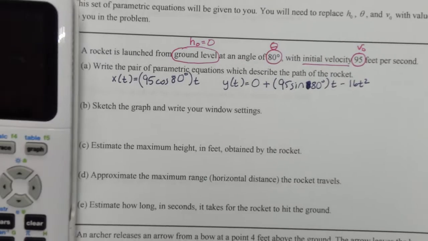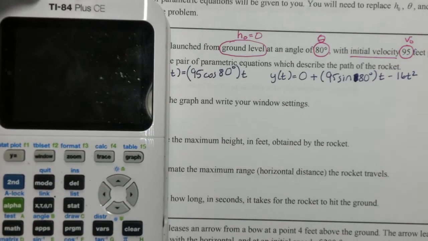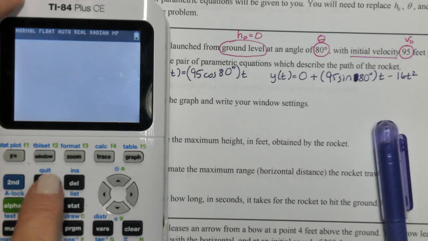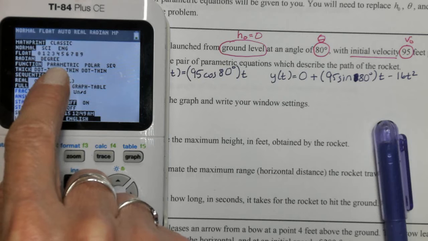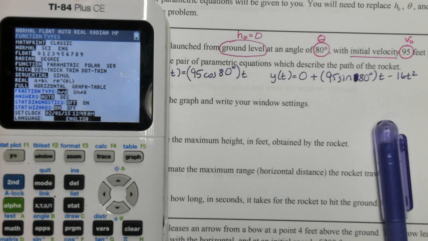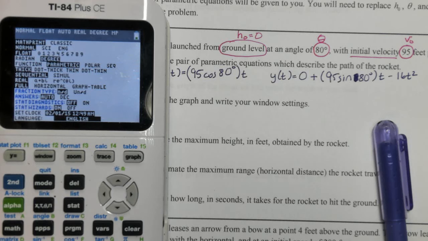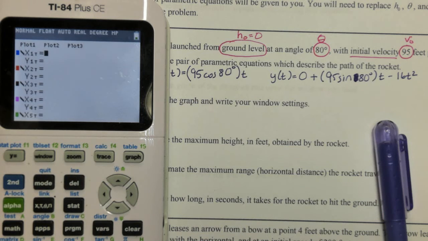So here's how we're going to do this. We're going to put our calculator into parametric mode. When I turn on my calculator, go to mode, and down here I want to go to parametric mode. It's right here, so I'm going to push enter on parametric. And our angle is in degrees, so I'm going to go up to degrees and push enter on degrees, so we're in the correct mode.